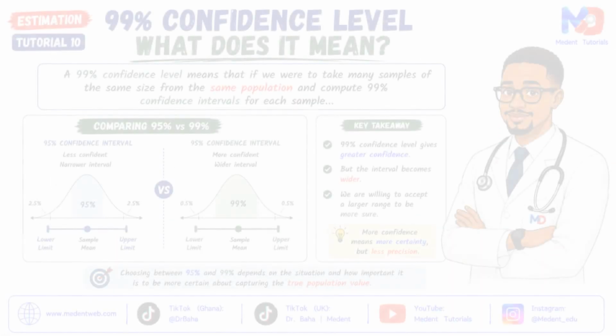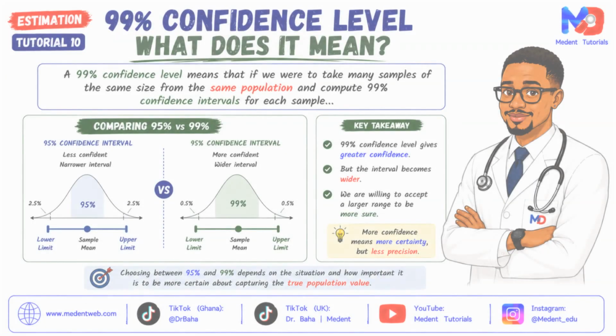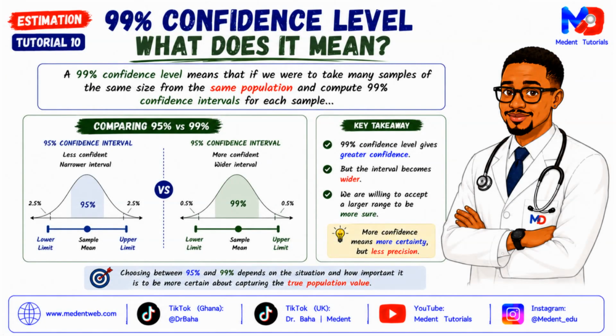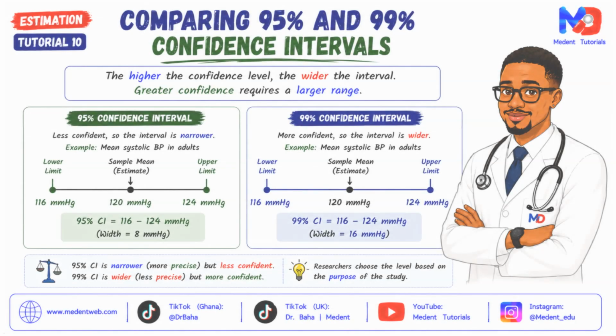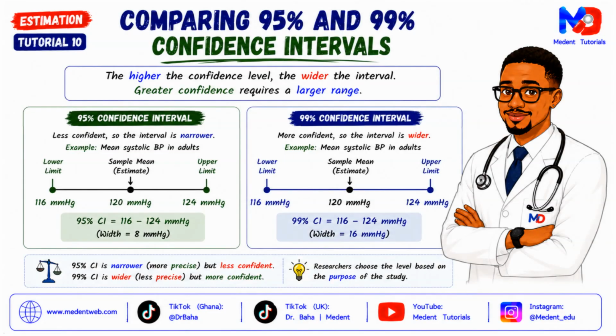What about 99%? A 99% confidence interval gives us greater confidence. However, the interval becomes wider because we want to be more certain that it contains the true value. So let's compare the two. You will notice that the 99% confidence interval is wider than the 95% confidence interval. So greater confidence comes at the cost of less precision.